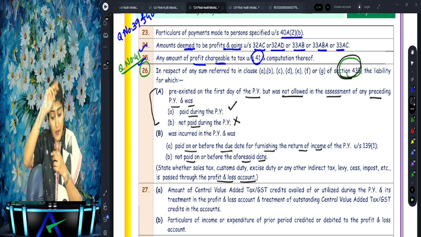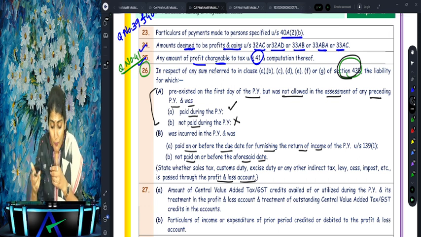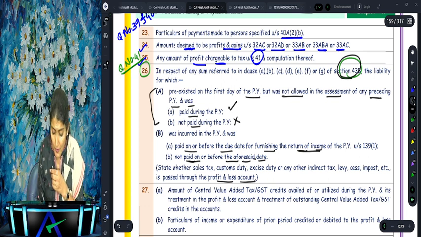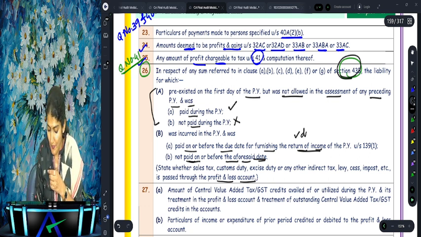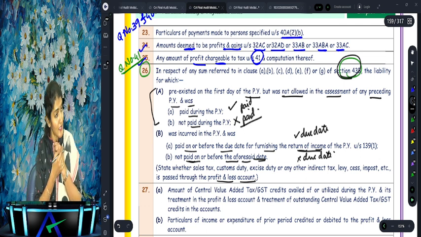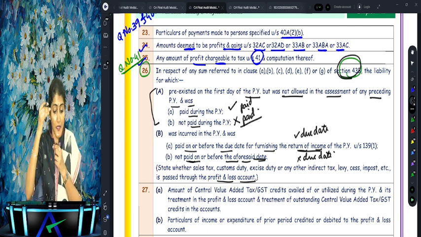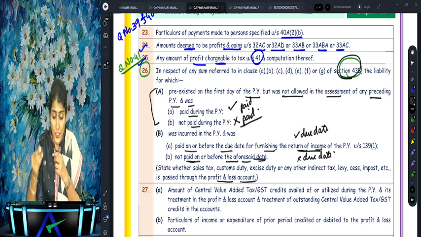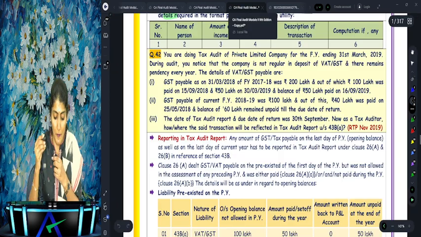And it was incurred in the previous year and paid before the due date for furnishing the return of income, or whether it was not paid on or before the due date. So whether paid before the due date or not paid before the due date. And here whether it has been paid or whether it has not been paid. Are you understanding that? Right, so that is clause 26, which is regarding the 43B payments, where certain deductions are allowed only on the actual payment basis.